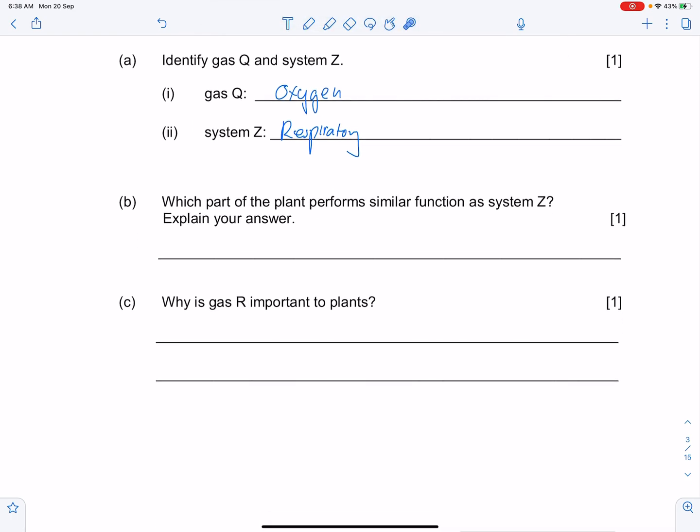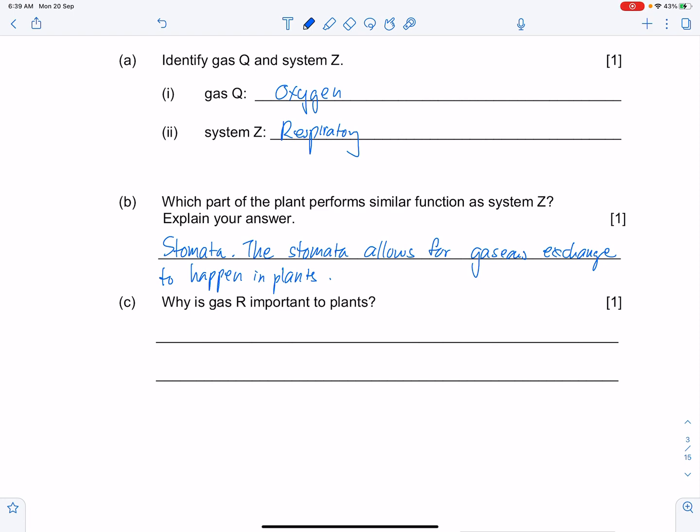Now explain which part of the plant performs similar function as Z. So your answer would be your stomata. Okay, that is the part. So the stomata allows for gaseous exchange to happen in plants.